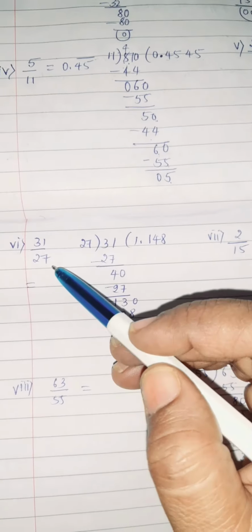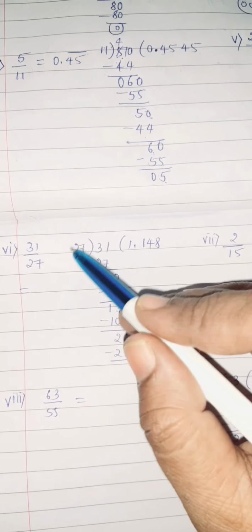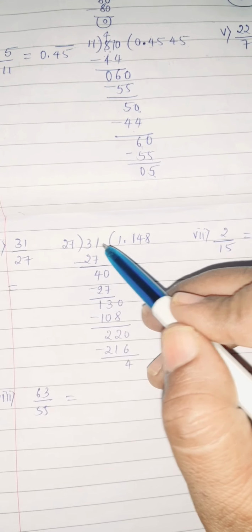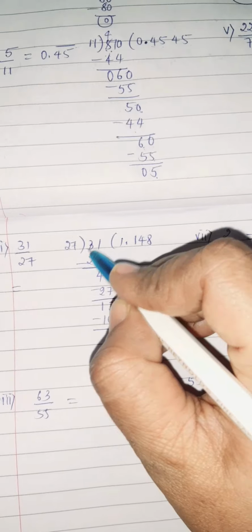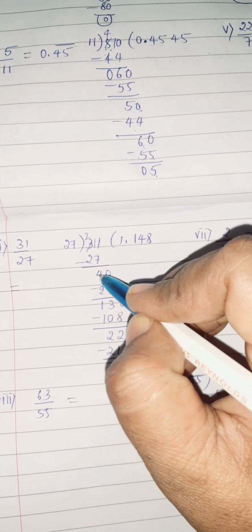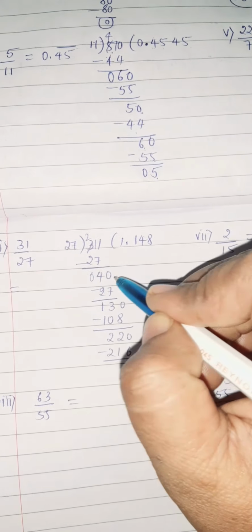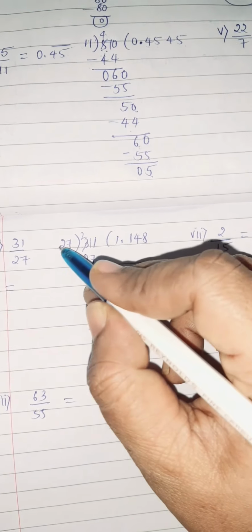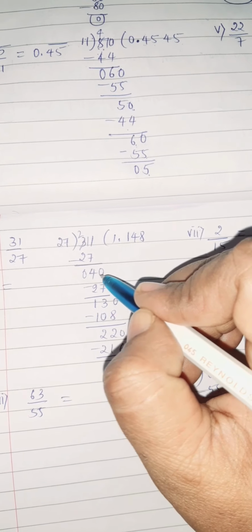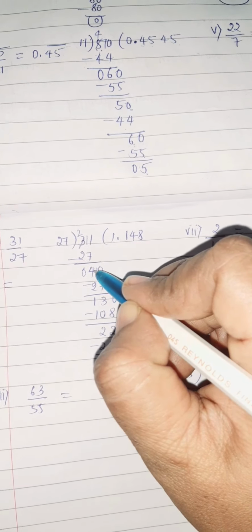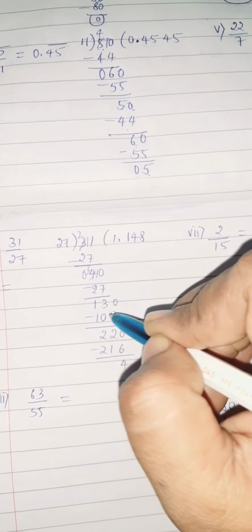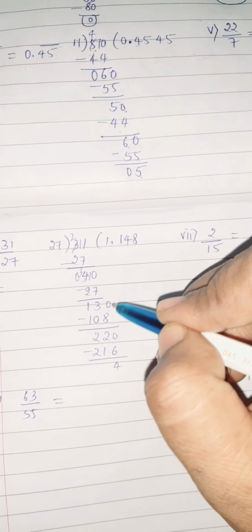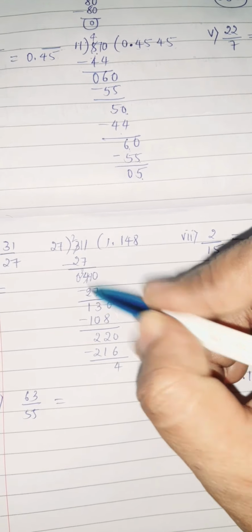Next is 31 by 27. 27 is in the divisor place. 27 ones are 27. 31 minus 27. Take the borrow. 11 minus 7 is 4. 2 minus 2 is 0. 4 is less than 27. Borrow 0. 27 ones are 27. 10 minus 7 is 3. 3 minus 2 is 1. 13 is less than 27. Take one more 0. 130 is the number.